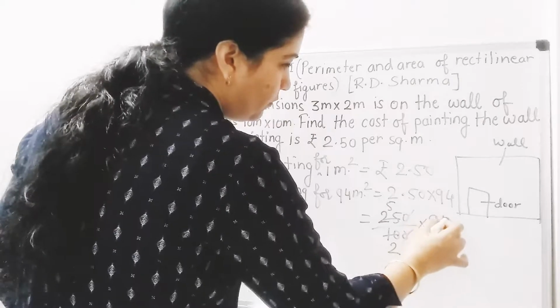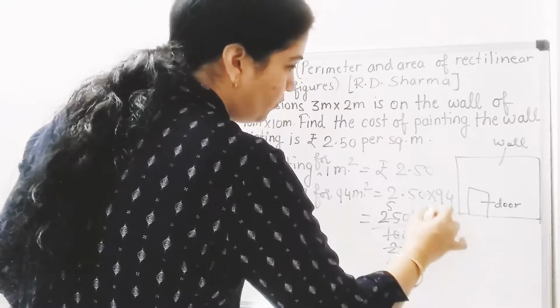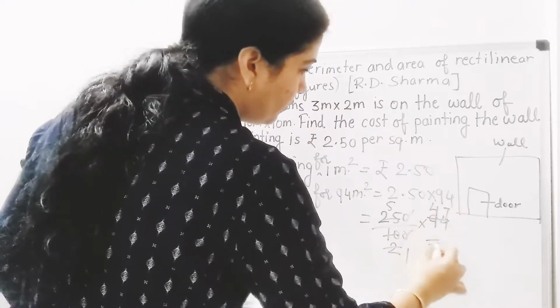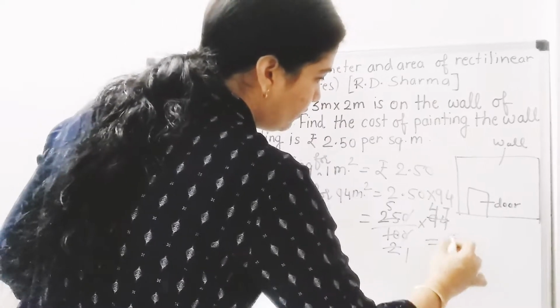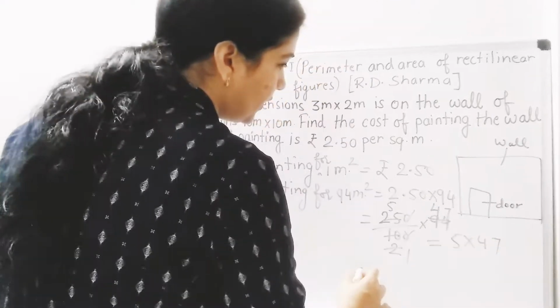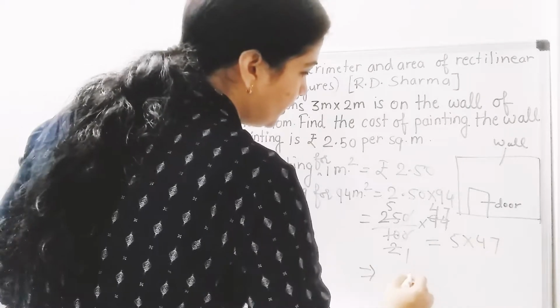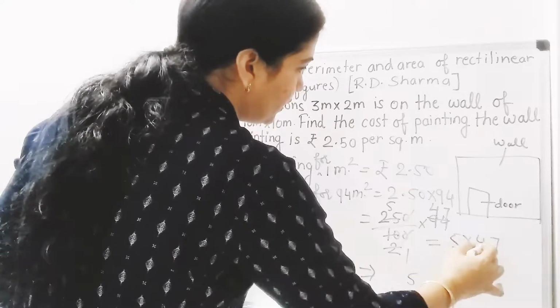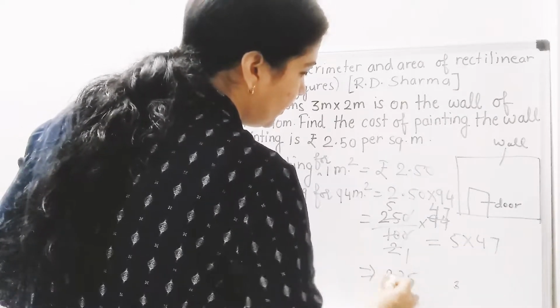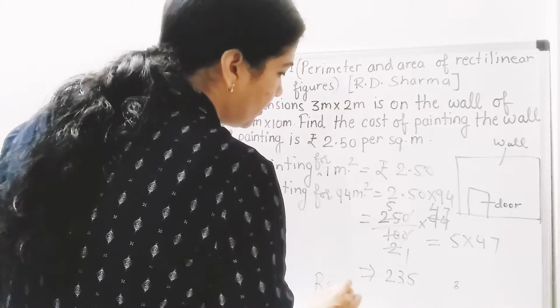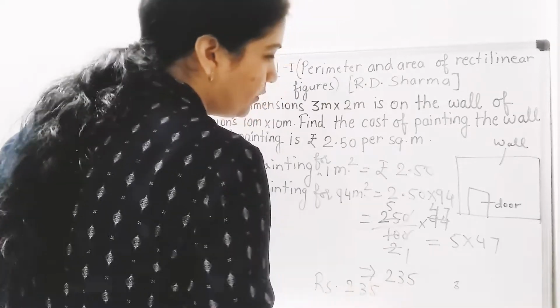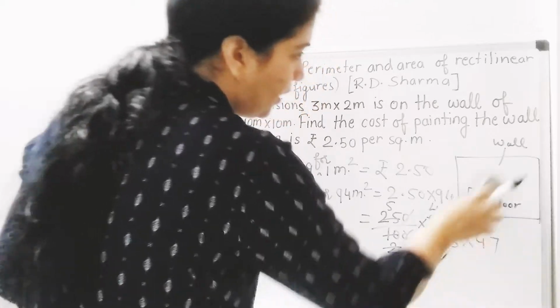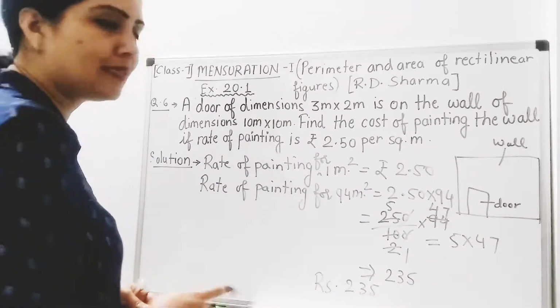This is a multiple of 2. So 2 1s are 2, 2 4s are 8, 2 7s are 14. So 5 multiplied by 47. It will give us 7 5s are 35, 3 carry, 5 4s are 20 plus 3, 23. So your answer will be 235 rupees we have to pay if we have to paint the wall. I hope this is clear, guys.